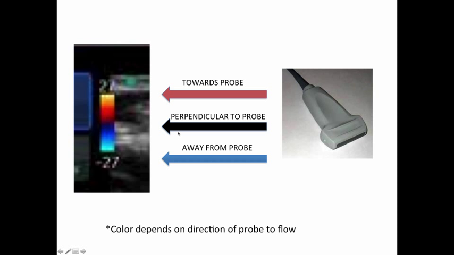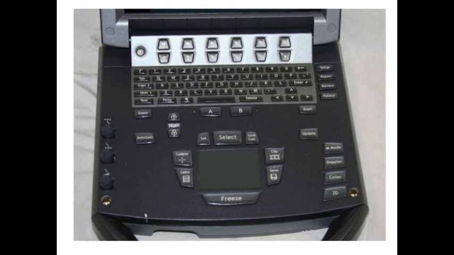Importantly, things that have flow that's perpendicular to the probe actually turn out black. So if you were looking over the IJ, for example, and you were directly perpendicular to it, it wouldn't be blue or red. And depending on which way you angle the probe, based on what direction blood is flowing, you can actually switch the color of red or blue as well. So it's important to keep those things in mind as you try to interpret those images.